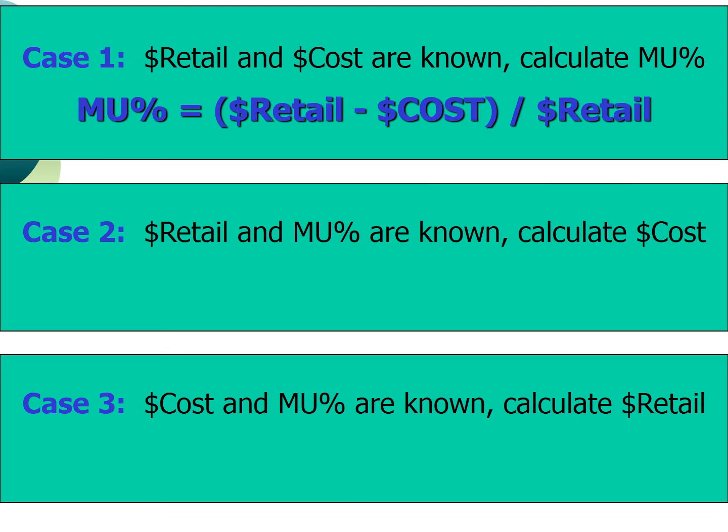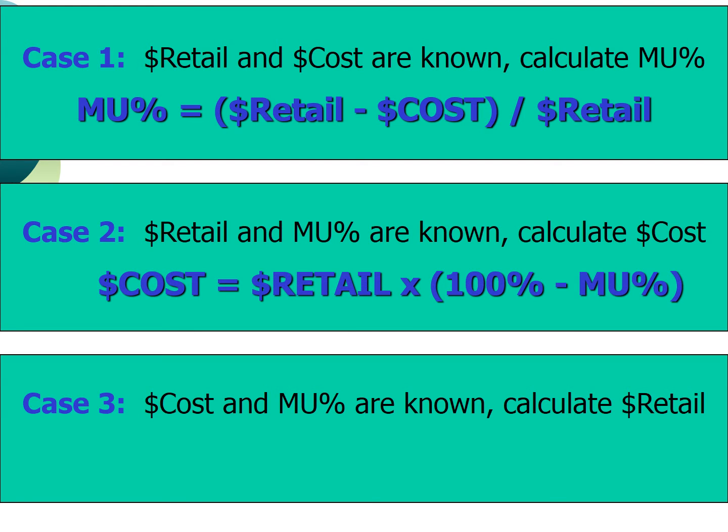In the next case, let's say we know the R and M, and we're supposed to calculate C. So retail dollar and markup percent are known. We want to calculate cost dollar. In that case, cost dollar equals retail dollar times 100% minus markup percent, right? So C dollar equals R dollar times 100% minus M percent.